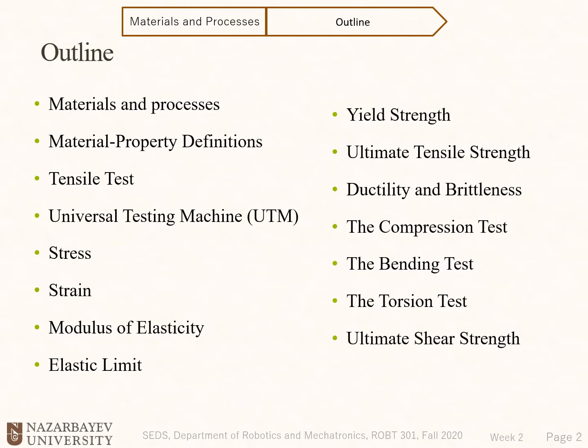Outline of this chapter will be as follows: materials and processes, material property definitions, tensile test, universal testing machine or UTM, stress, strain, modulus of elasticity, elastic limit, yield strengths, ultimate tensile strengths, ductility and brittleness, the compression test, the bending test, the torsion test, and ultimate shear strengths. So all of these are different types of mechanical property definitions related to mechanical property of materials.